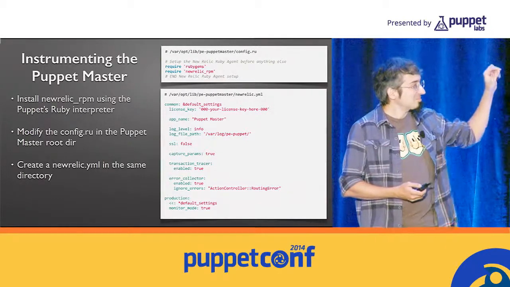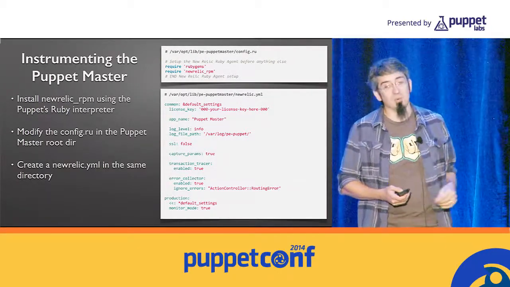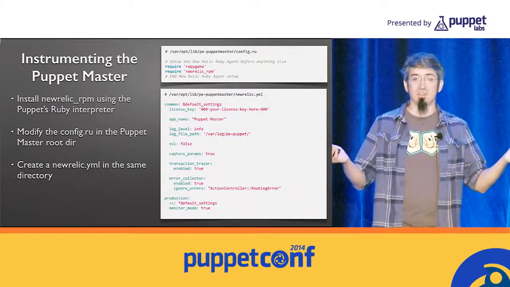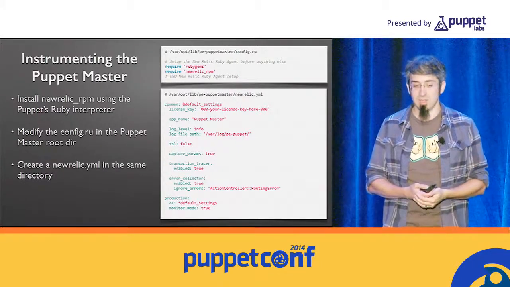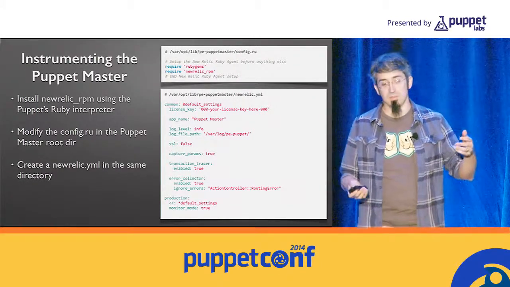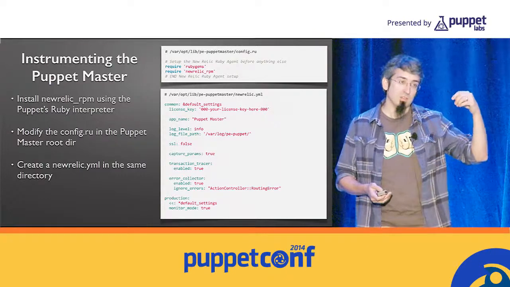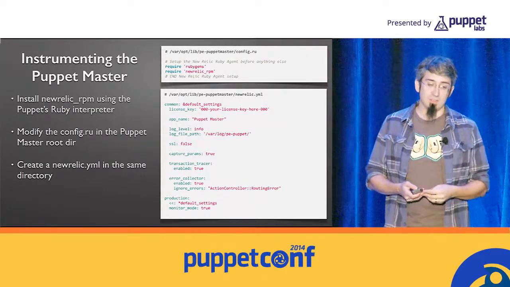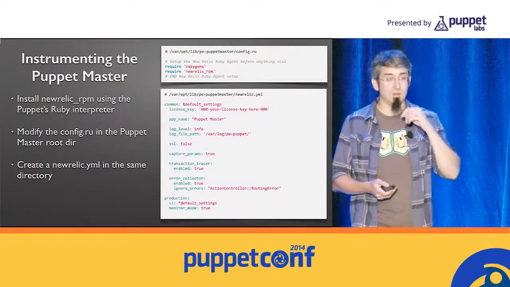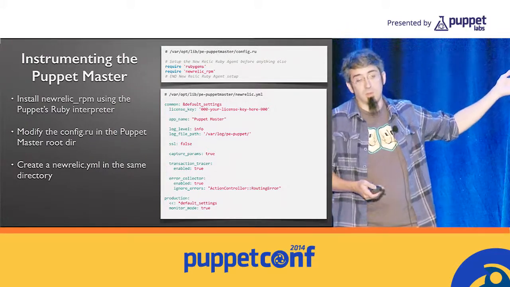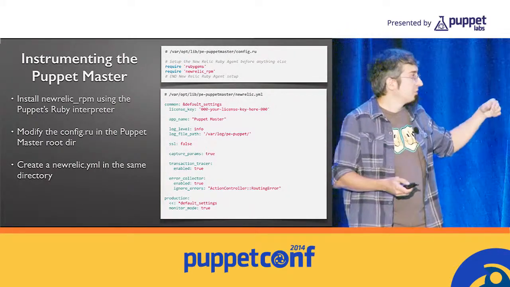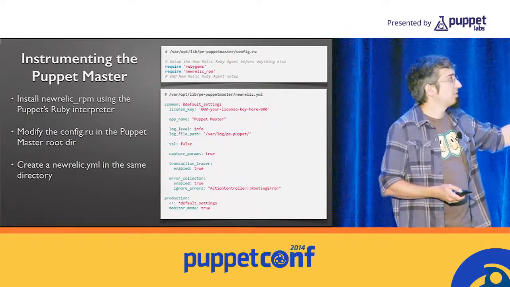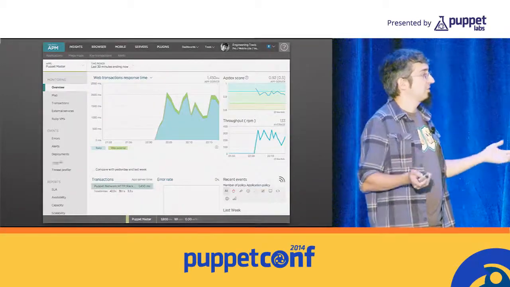The file on the bottom is the New Relic YAML file. This is just a basic configuration that's required for every New Relic agent. It needs some basic pieces of information. It needs a license key, needs to know what application name to list it as, and the log file path I've set here to be the same path as the Puppet logs normally go to. So you put this in place, you restart your Puppet Master, and you're going to see something like this.